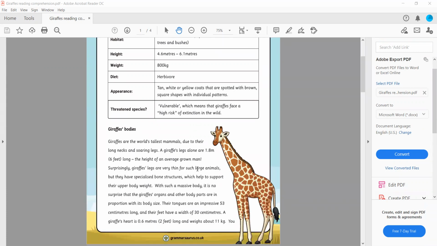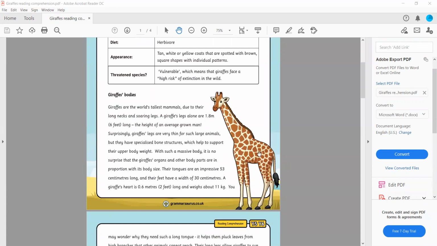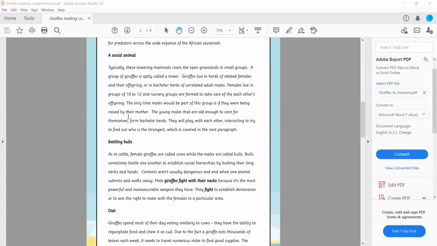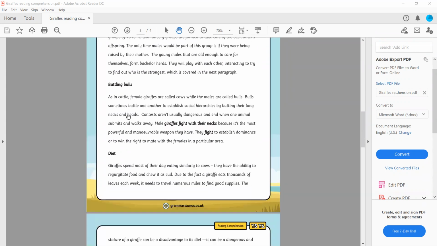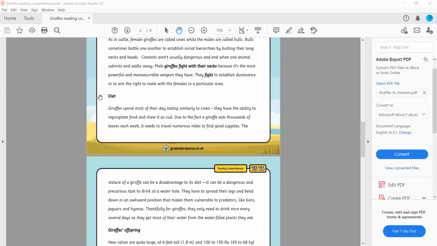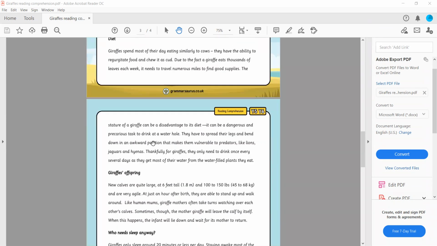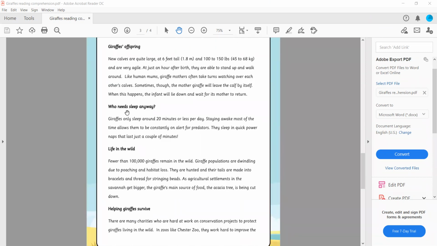And then as we scroll down, we can see we've got a lovely diagram, lovely picture here. It's really easy as we go down: how do I get through all this information? How do I find a fact that I find really interesting? I read the subheadings. I scrolled down quite quickly, just to have a quick look, and this one caught my eye. Who needs sleep anyway? Quite a cool fact coming up. Giraffes only sleep around 20 minutes or less per day. What? Staying awake most of the time allows them to be constantly on alert for predators.